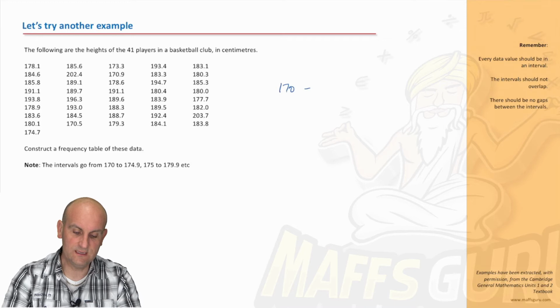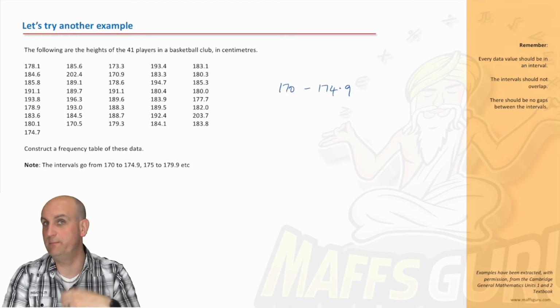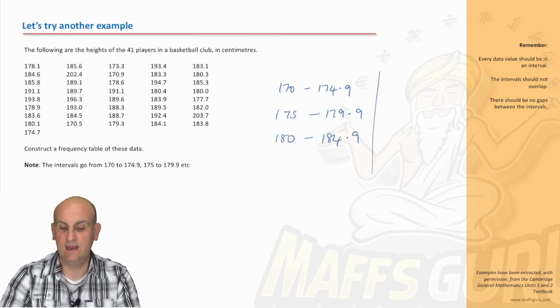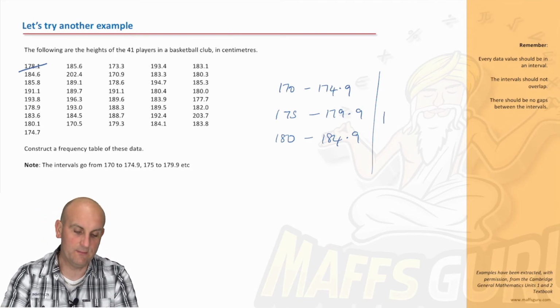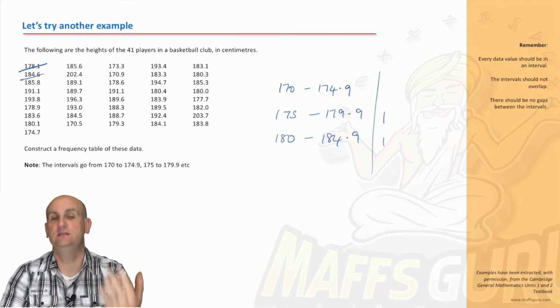So 170 to 174.9. Now again, in this situation, because we're dealing with discrete data, that 0.9 is just something for us to use. There's not going to be a 0.91, there's not going to be a 0.92, so we're fine. The next one's going to be 175 to 179.9, 180 to 184.9. And again, this works beautifully. What would I do then? I'd do my 178, it would go in there, 184.6 would go in here, and again, continue working your way.